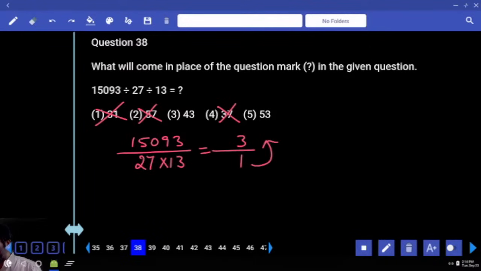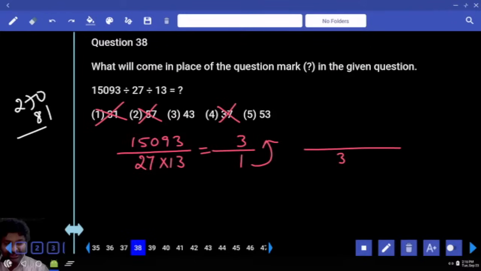Right. Let me fix that last denominator value. 27 10 times. 27 3 times. Total denominator is 351, whereas numerator 15,093. Correct? What is 10 times of this number? 3510. 5 times 1755. Correct? Look at your numerator.